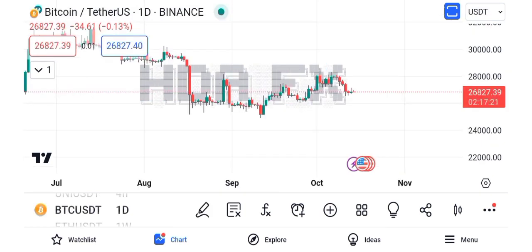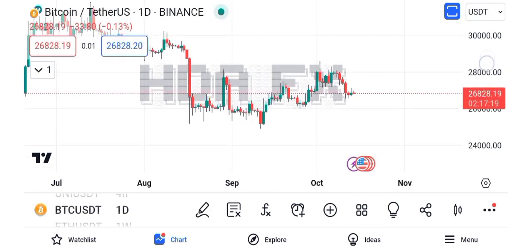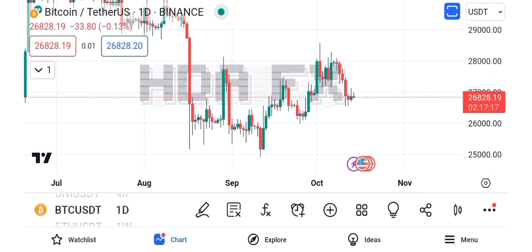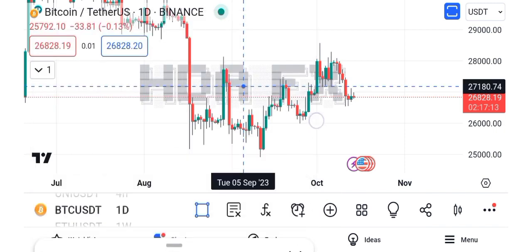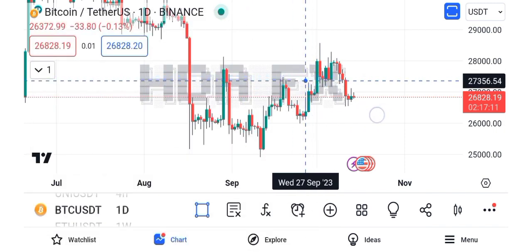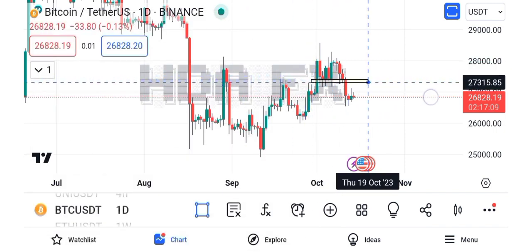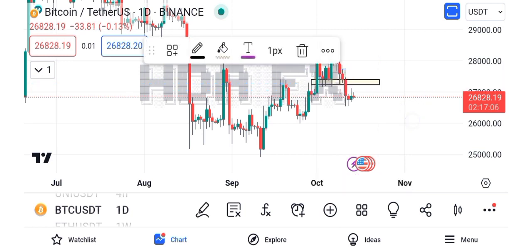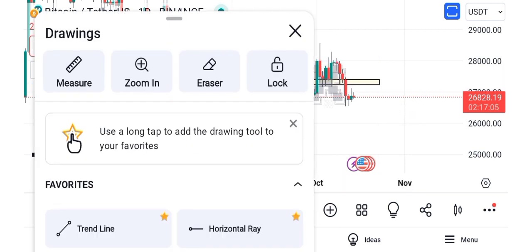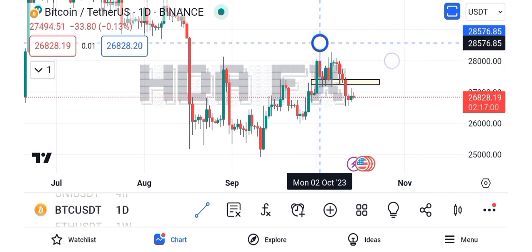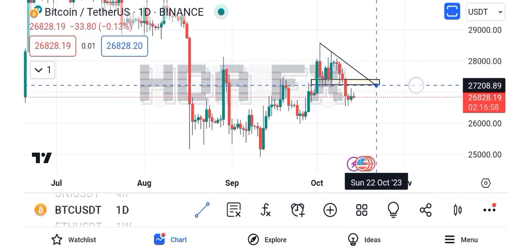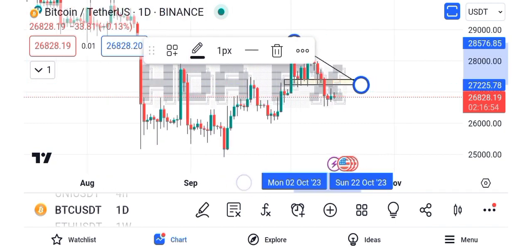Now our last pair we'll be looking at is Bitcoin, which is BTC. On BTC, we can see that Bitcoin is bearish now, and we have this beautiful structure here. We can also see something here and something here also, which is indicating that Bitcoin will be bearish this coming week.